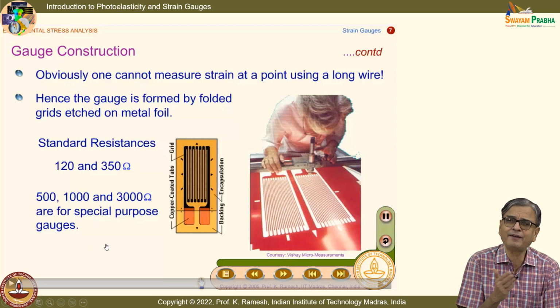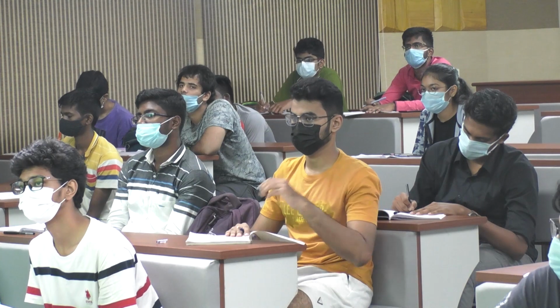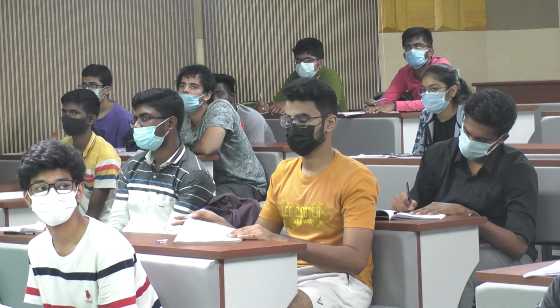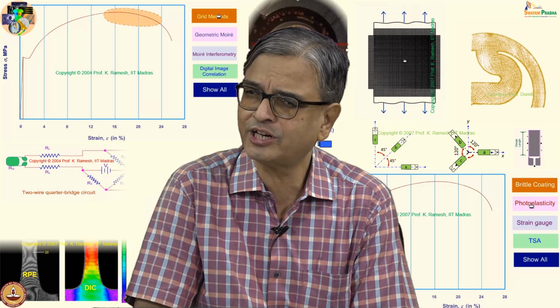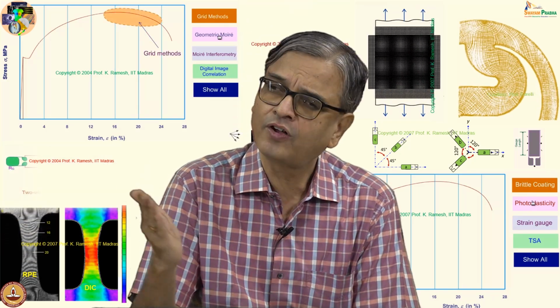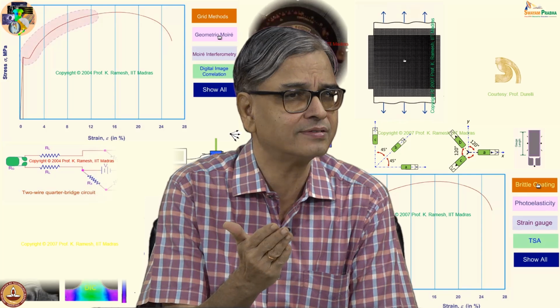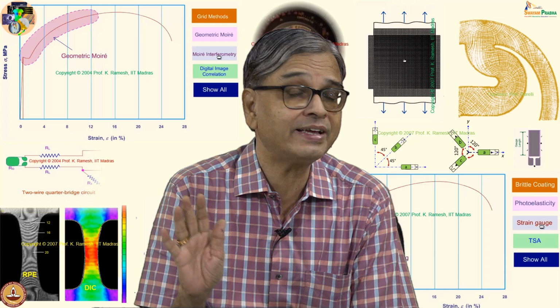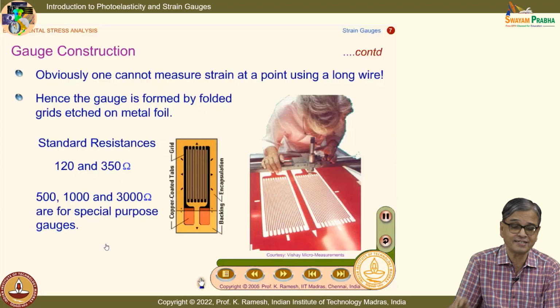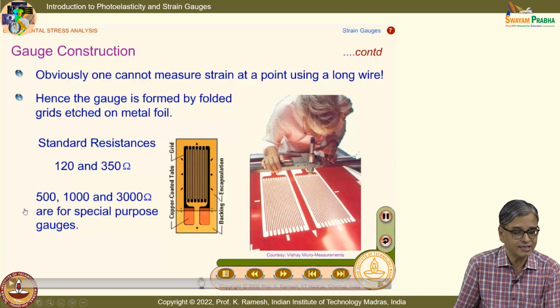How many of you have played with electronic circuits? Have you constructed any electronic circuit in your school or for fun? You go and buy resistors in an electronic shop. You get resistors of all values. A strain gauge is also a resistor, but it is not available in all values. It is available only in specific values. And I have said even making 120 ohms is very difficult. Now you have 350 ohms, 500 ohms, 1000 ohms and 3000 ohms.